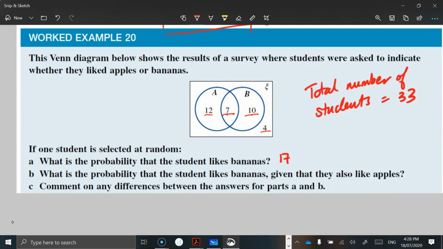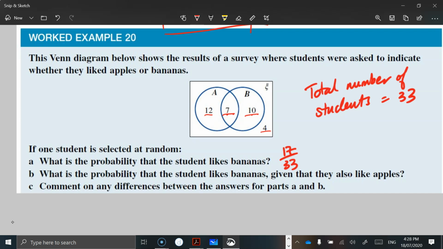So question A is asking what's the probability. So 17 is not going to be my answer. It's going to be 17 out of 33. It's not asking how many students, it's asking what's the probability. All right, so out of the 33, 17. Now, what's the probability that the student likes bananas given that they also like apples?